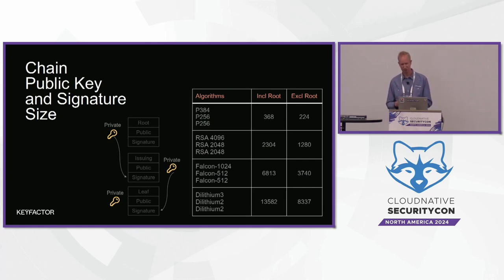If you take the public key and signature size of a key exchange or a certificate chain excluding the root certificate, it's only 224 bytes. And if you take Dilithium, which will be the standardized replacement, it's 8 kilobytes. So it's a huge difference in the size that needs to be transmitted. But depending on your use case, if you're using TLS session keep alive or TLS session resumption, you don't do a lot of initial handshakes, so you probably won't notice too much.